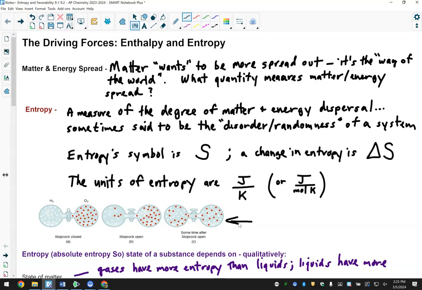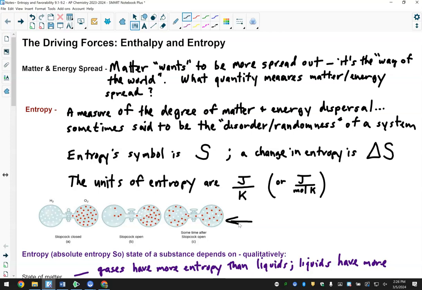The symbol for entropy is S. S is entropy, and entropy is S. I am disorder. No, I'm kidding. But the symbol is capital S. I'm not sure why it's S. And a change of entropy would be a delta S.